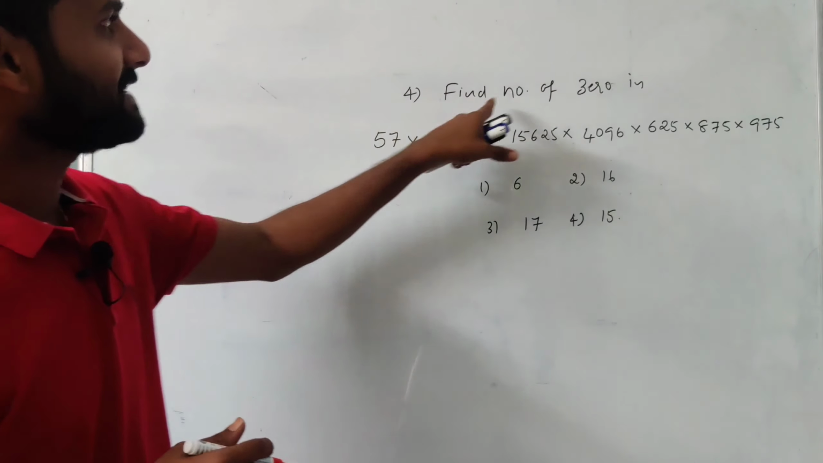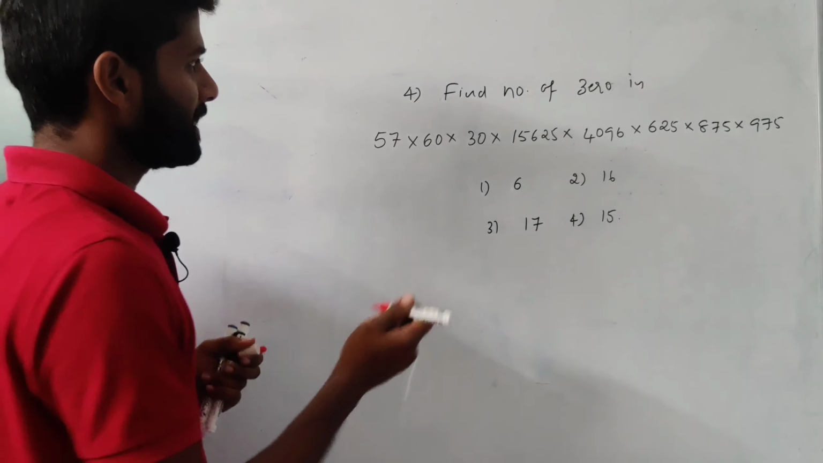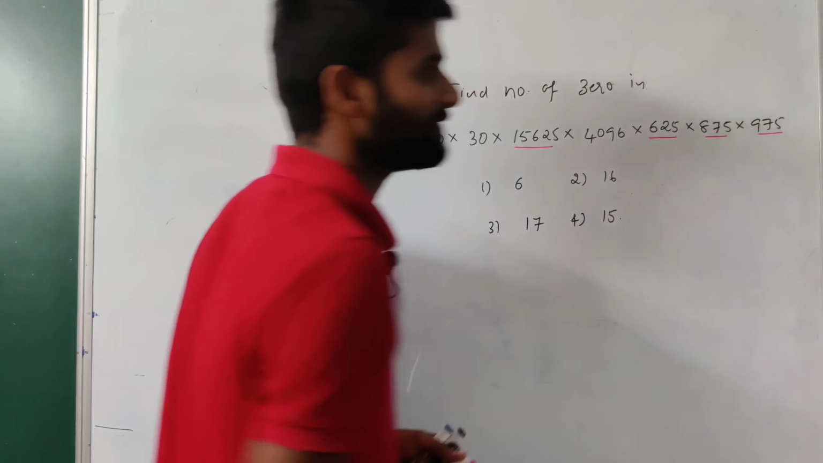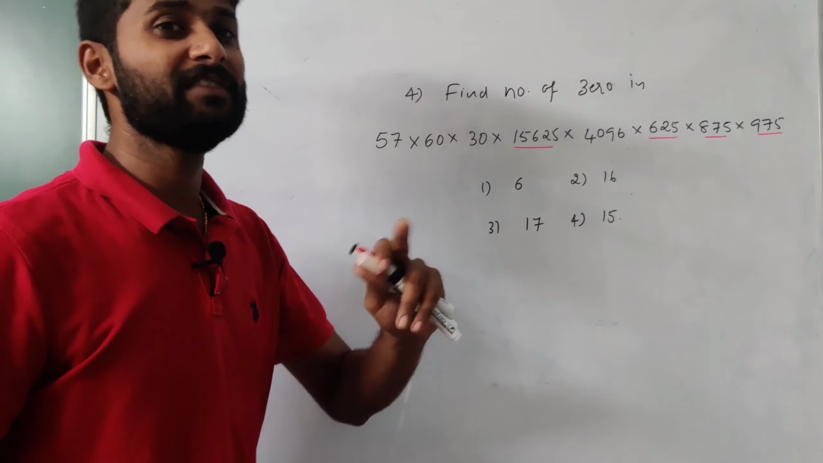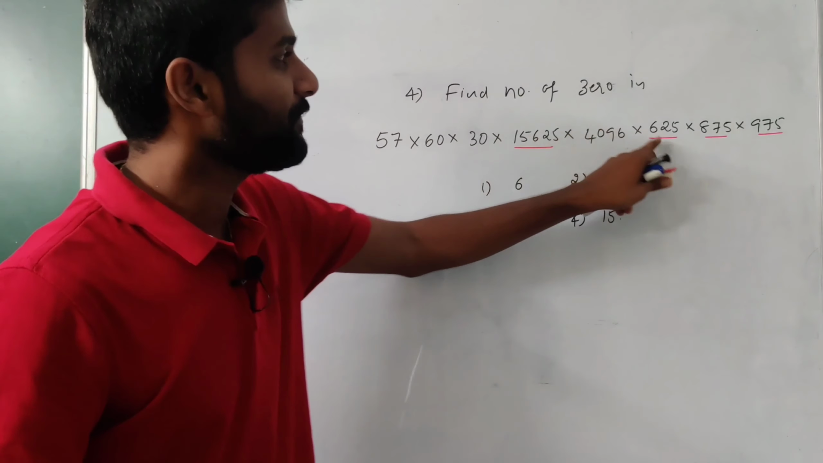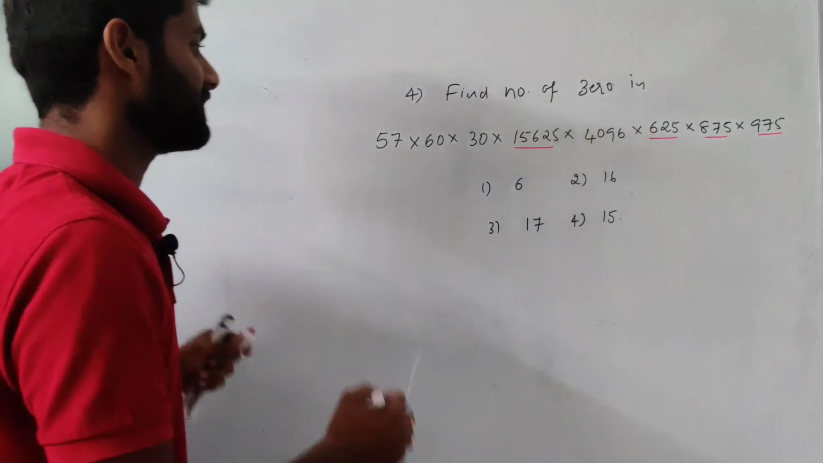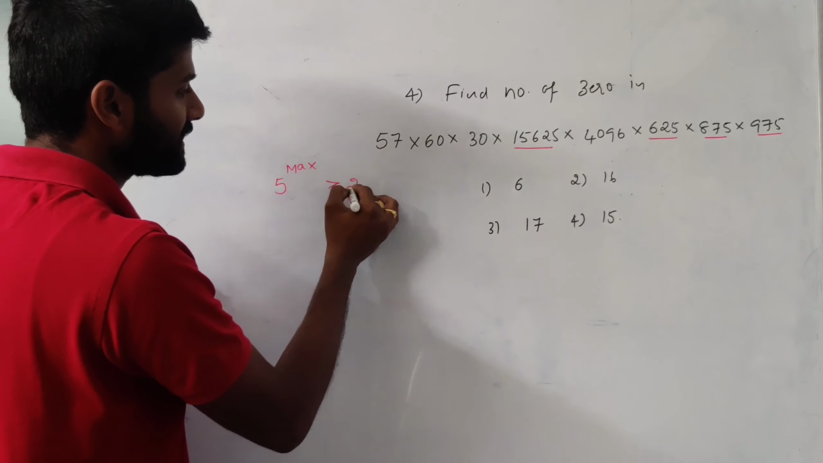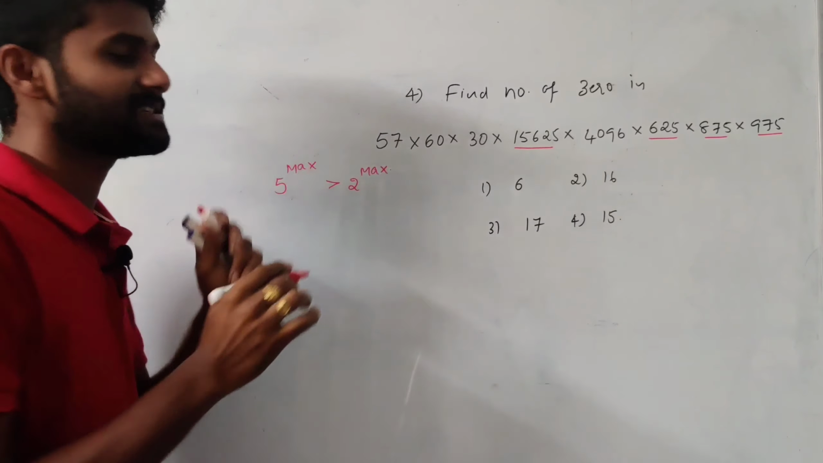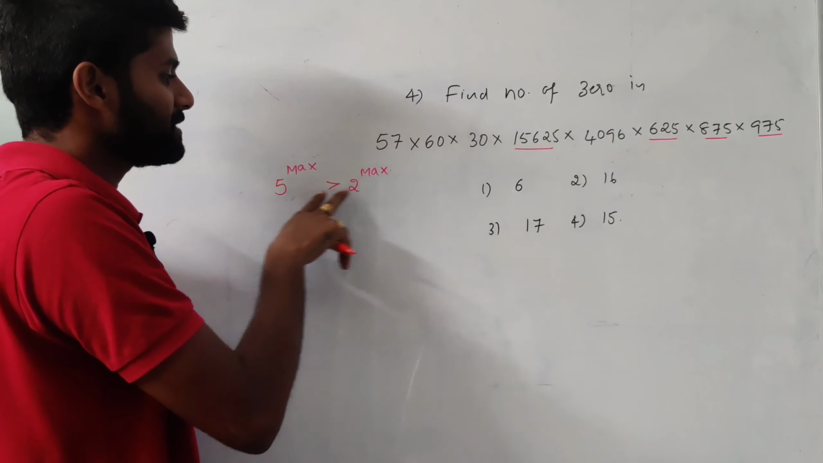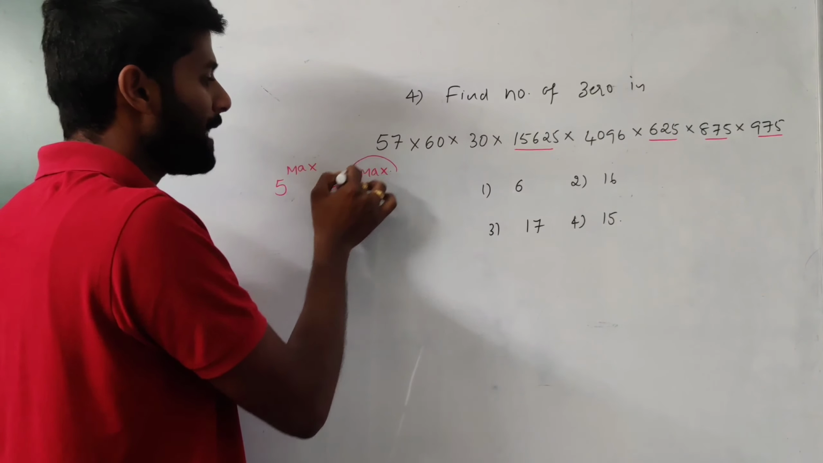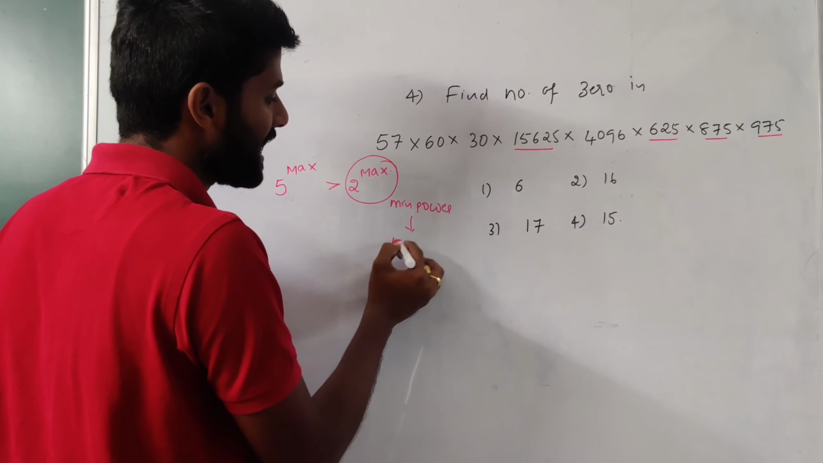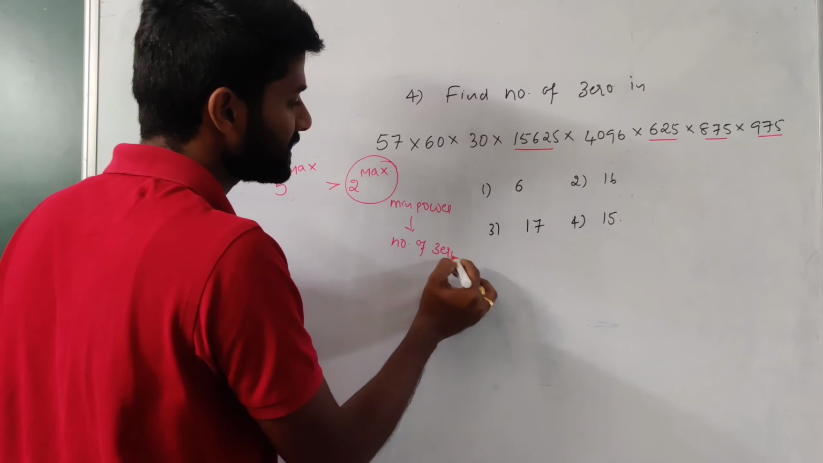See, in this expression, find the number of zeros in this question. Here 15625, 625, 875, 975 mean the power value of 5 is greater than that of 2. Because 5 is there, it reaches the maximum value. That's why here the concept is that the maximum power of 5 is always greater than the maximum power of 2. We need to recognize these types, it is important. Clear? The maximum of 5 is greater, so the maximum of 2 is the minimum power, and the minimum power decides the number of zeros in the given expression.